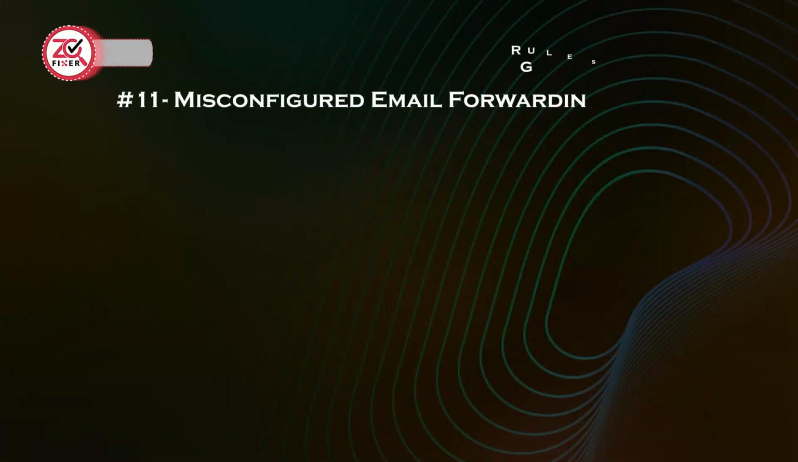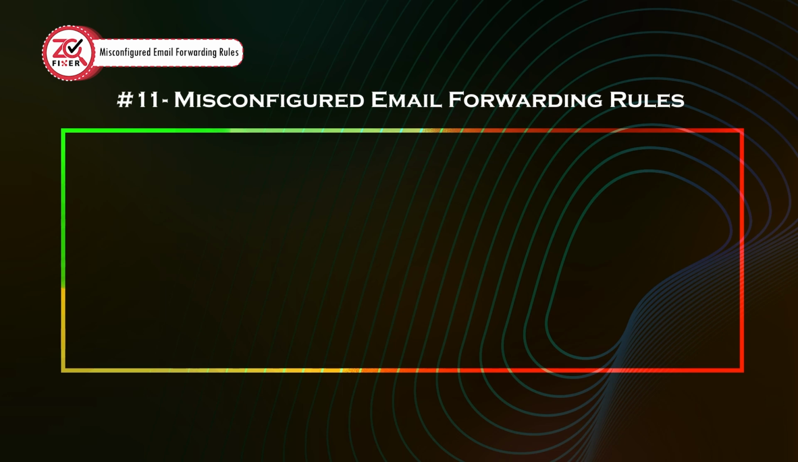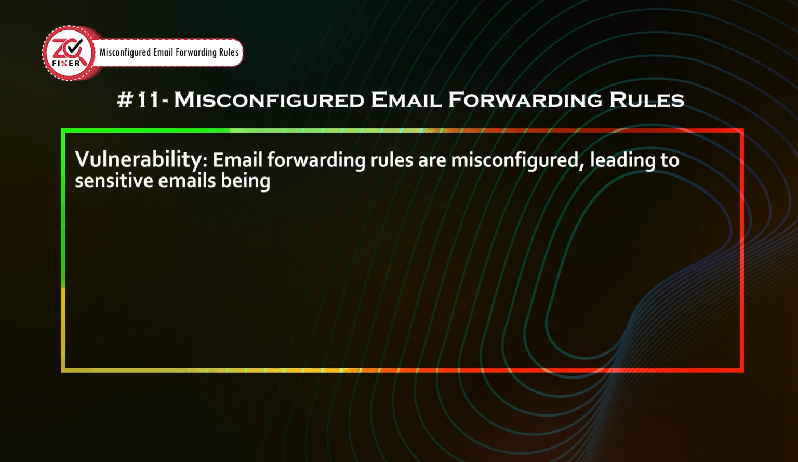Number 11, Misconfigured Email Forwarding Rules. Vulnerability: email forwarding rules are misconfigured, leading to sensitive emails being forwarded to unintended recipients.